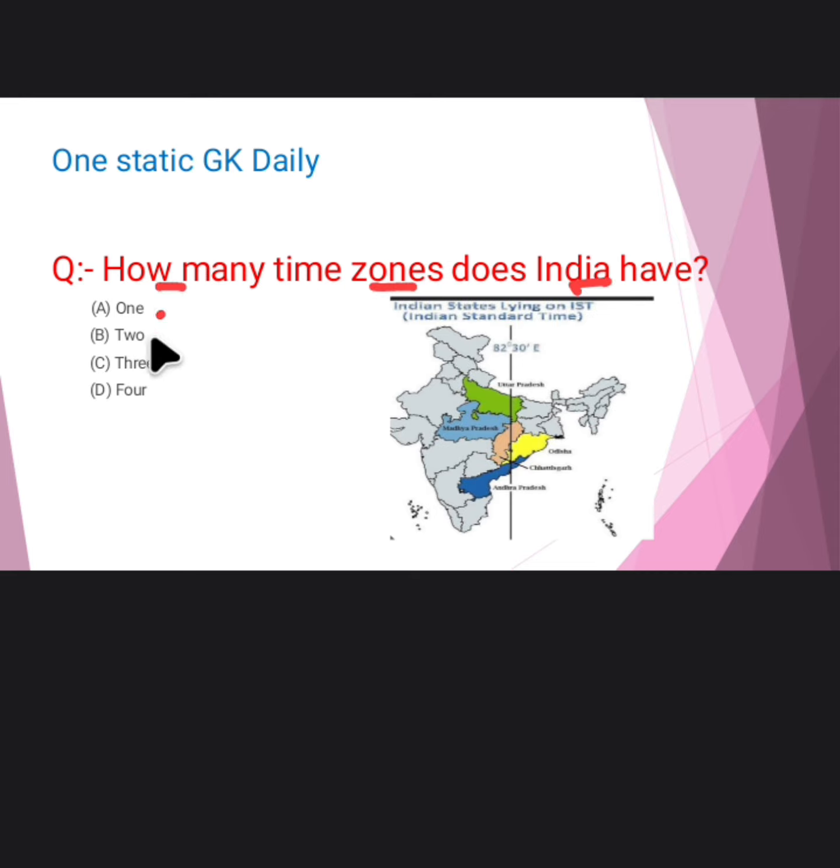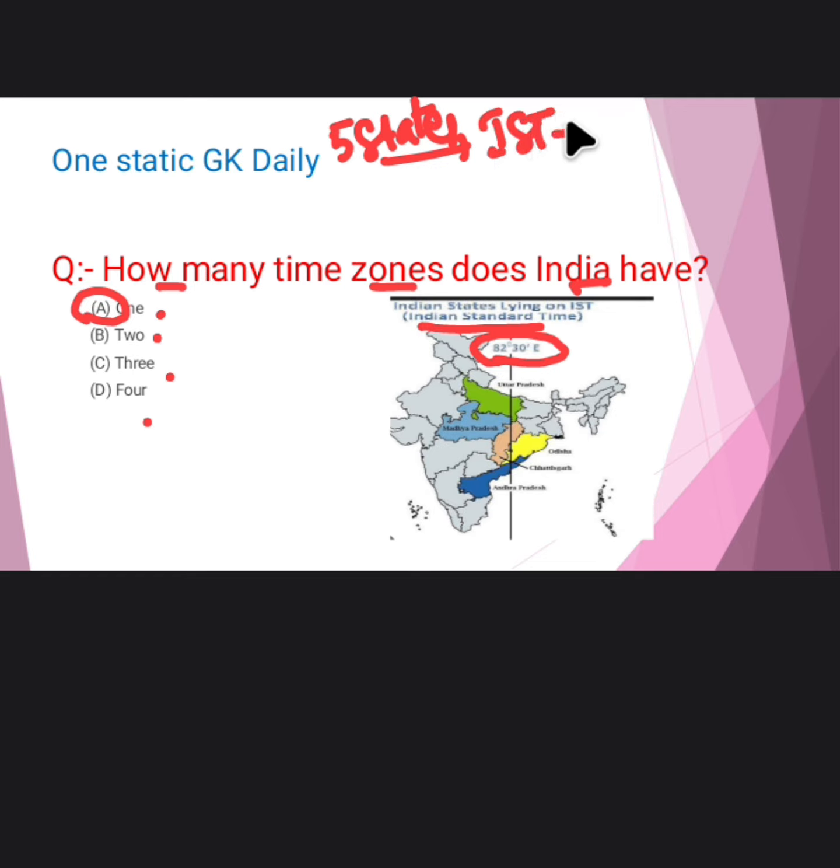Options were 1, 2, 3, 4. India has only one time zone, which is Indian Standard Time, which is located on 82.5 degree east longitude, which is passing through 5 states. This is important: IST is passing through 5 states in India. And IST is ahead of Greenwich Mean Time by about 5.5 hours. GMT plus 5.5 hours.